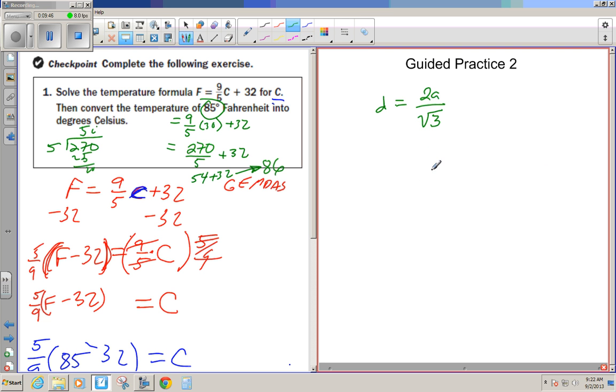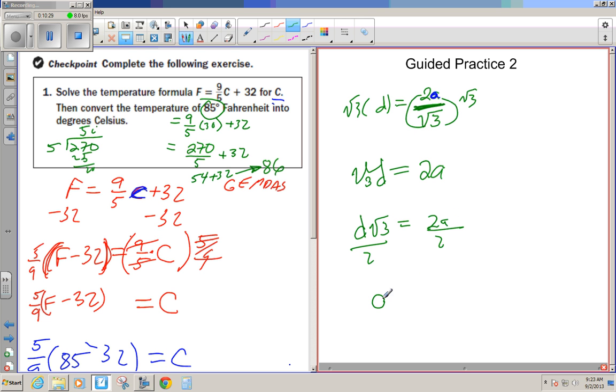So solve for a. We solve for a. Here's division. So let's multiply by the square root of 3. 2a equals the square root of 3 times d. Or I guess the better way to write it would be d square root 3 is 2a. Then divide by 2, and so a equals d square root 3 over 2.